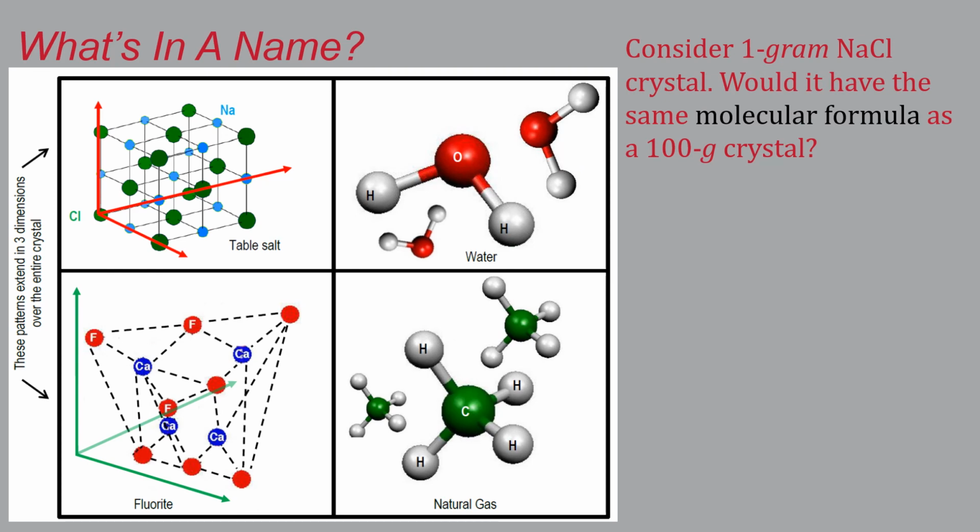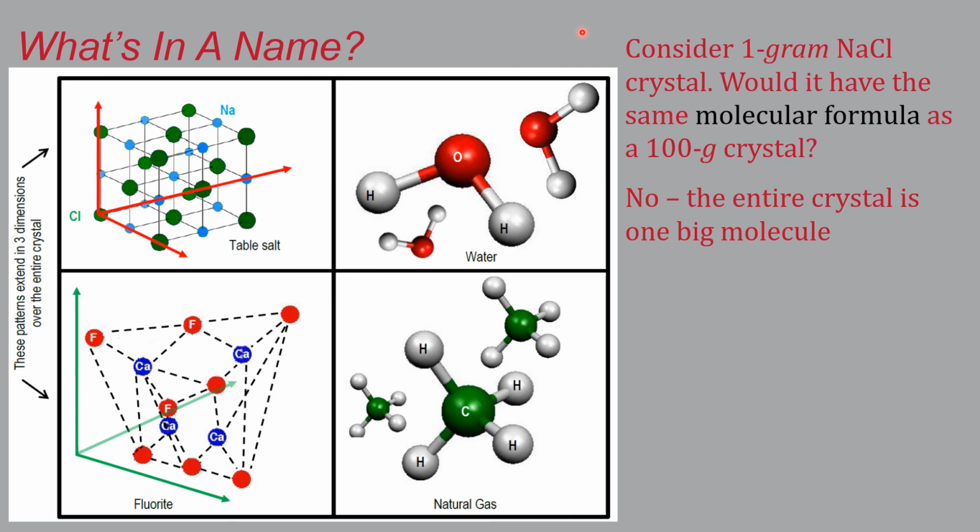All right, so let me ask you a question. Given what we know about the tweezer test, or the connected by a line rule, imagine you had a 1 gram sodium chloride crystal. Would you expect it to have the same molecular formula as a 100 gram crystal? So hit pause and think about this and come back. Well, hopefully you answered no. The one interesting thing about these ionic compounds is that basically the entire thing is one big molecule. Everything is attached to everything else.